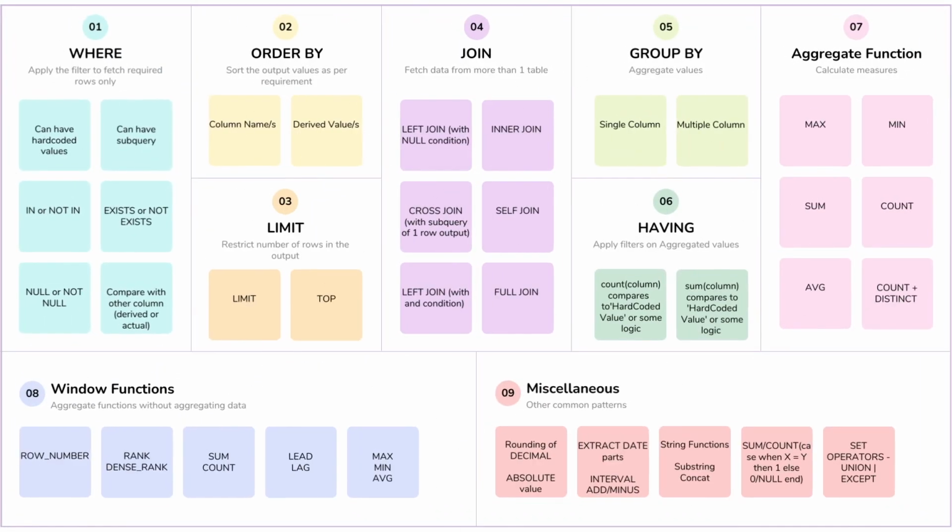I observed that any SQL query which I was solving was using one or more of these SQL patterns. I have also listed down subcategories of each pattern which were observed very frequently. The 9 SQL patterns are where, order by, limit, join, group by, having, aggregate functions, window functions, and some other common patterns. We'll look into each of these patterns with a few examples to help you understand more about it. Let's begin with the first pattern, which is where.